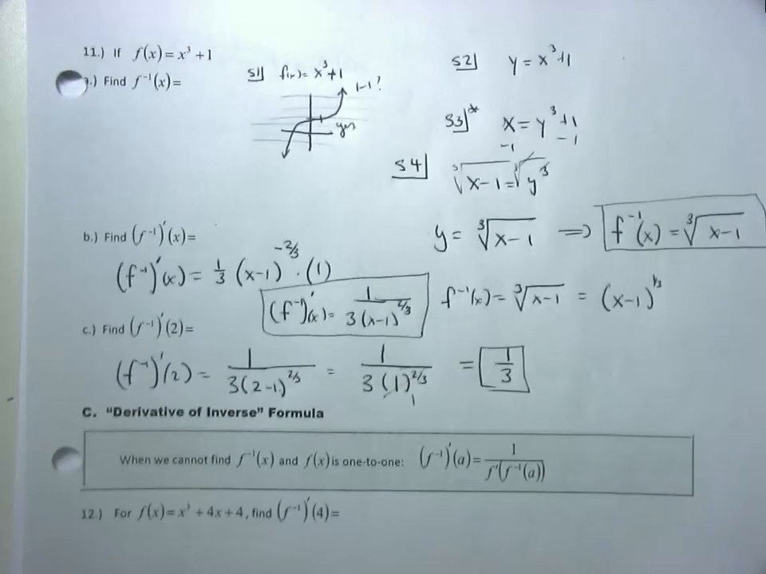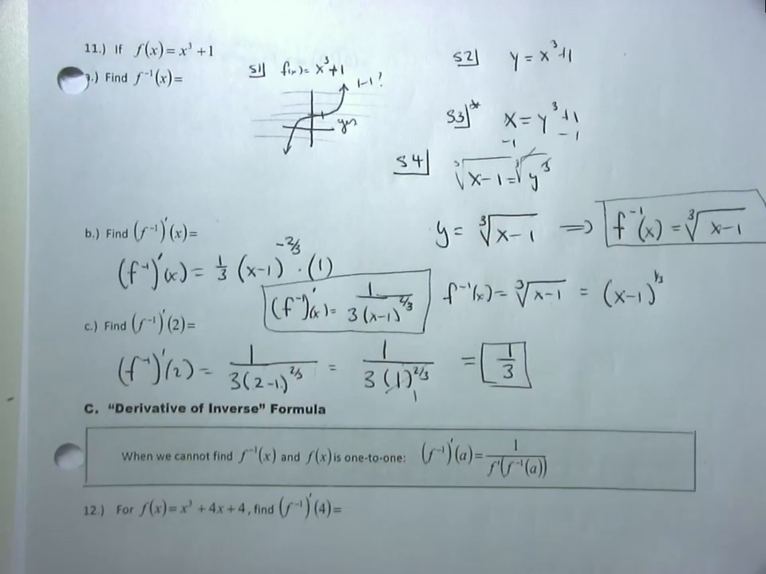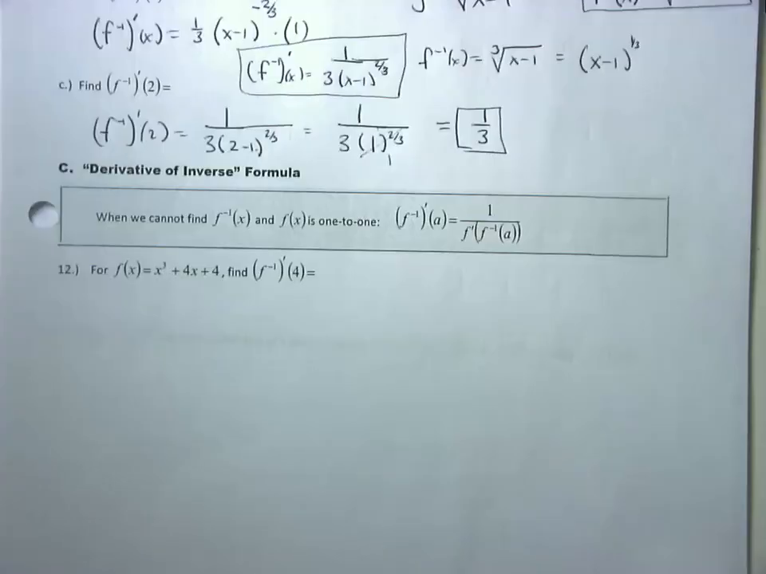Now, this is what we want you to focus on in problem number 11 here. To find the inverse derivative, you first have to find the inverse function, then take its derivative, and then plug in a number. That was kind of painful. I had 3 parts to this problem before I can get the derivative evaluated at a particular point. In this case, it was 2. There is a formula for this thing. The derivative of an inverse formula.